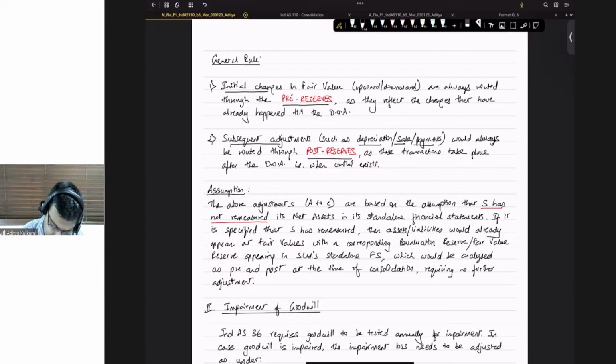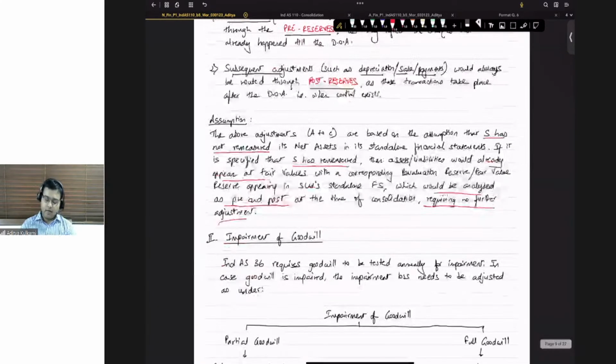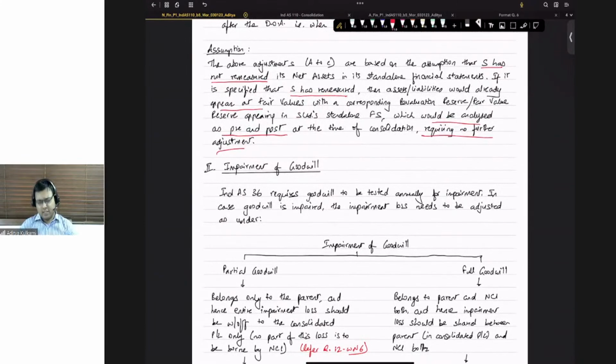Above adjustments are based on the assumption that S has not remeasured its net assets in the standalone financials. If it is given that S has remeasured, then assets and liabilities would already appear at fair values. If S has remeasured, the fair values would be recorded in S's books and you would have a revaluation reserve or a fair value reserve, whatever it is. Those reserves would be analyzed as pre and post, requiring no further adjustment. Have you understood?